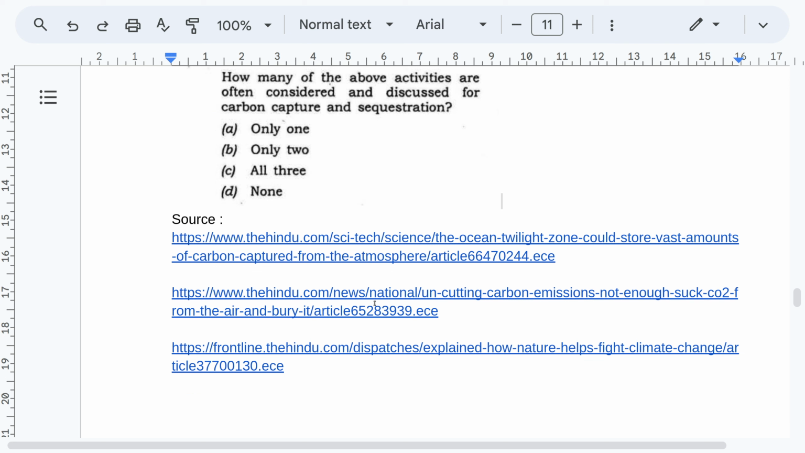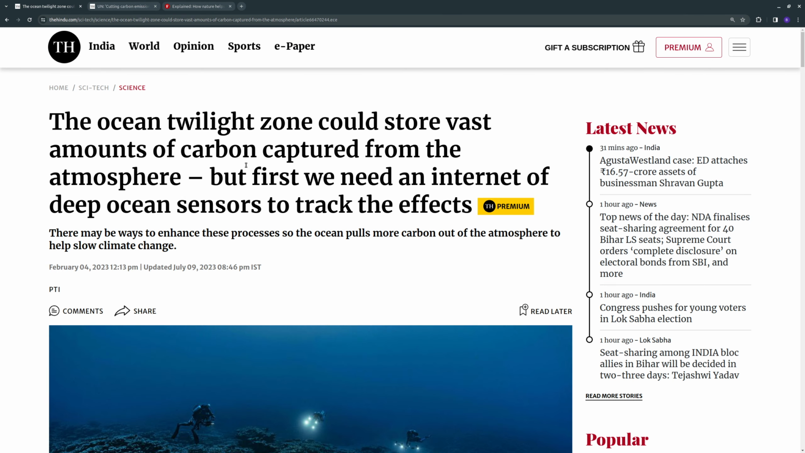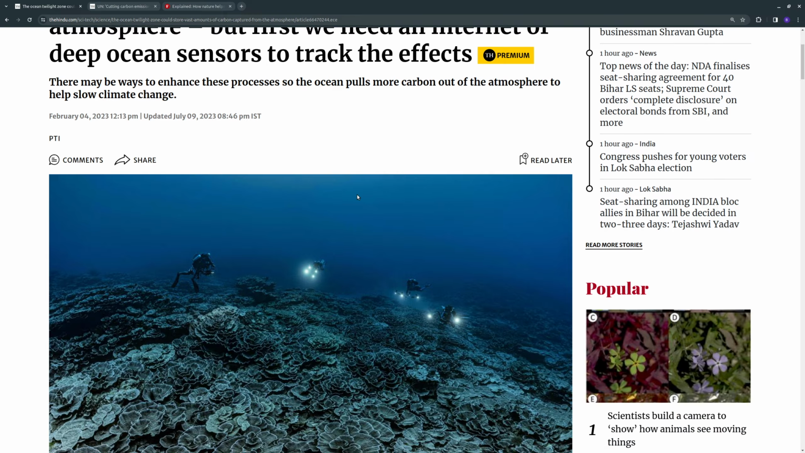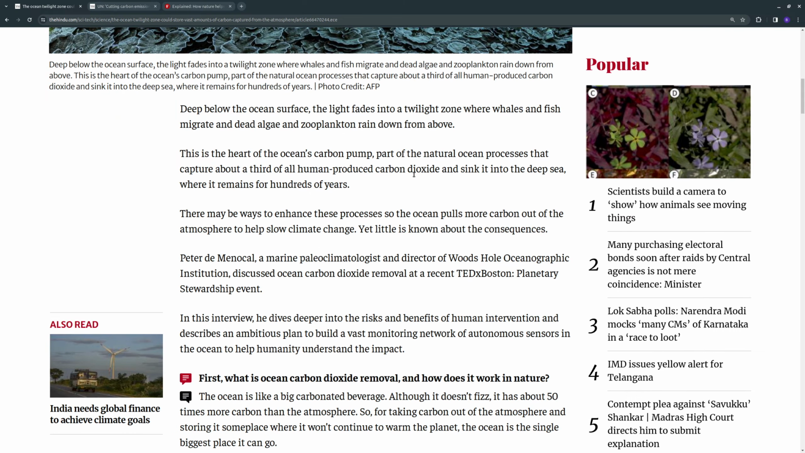So I have mentioned a few sources. Two are from The Hindu and one is from Frontline, which again is the magazine of The Hindu. I will show you the article and discuss what's in there. This is the first article. It appeared in February 2023, that is before prelims and during our preparation phase. It reads, the ocean twilight zone could store vast amounts of carbon captured from the atmosphere, but first we need an internet of deep ocean sensors to track the effects. It's a really good article regarding carbon capture and the role the ocean plays.